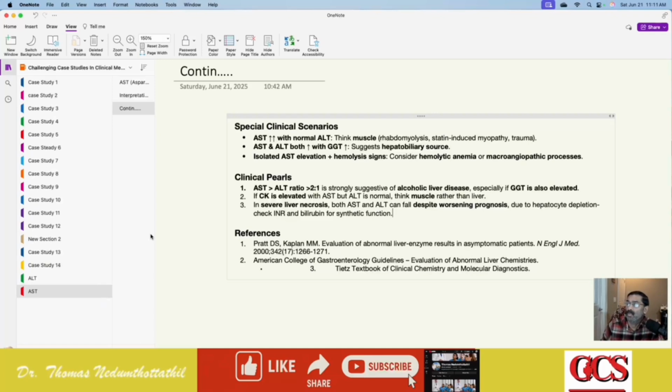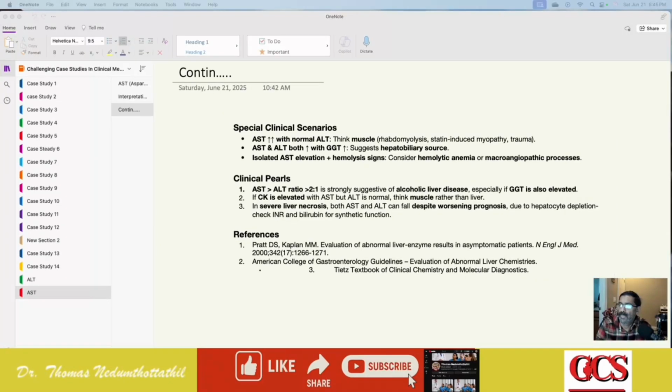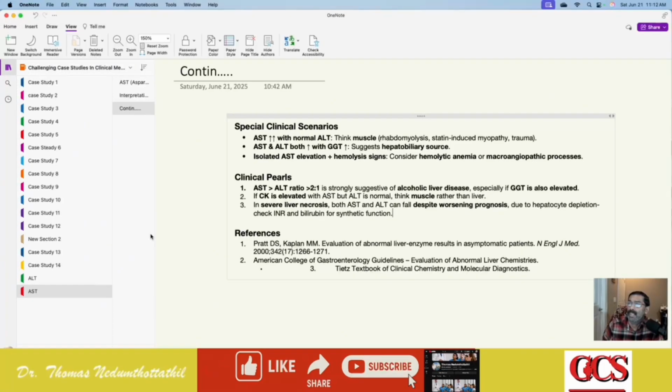The ratio more than 2 to 1 is strongly suggestive of alcoholic liver disease, especially if GGT is also elevated. If CK is elevated with AST but ALT is normal, then think of muscle rather than liver. In severe liver necrosis, both AST and ALT can fall despite worsening prognosis due to hepatic depletion. In that case, check INR and bilirubin for synthetic function.